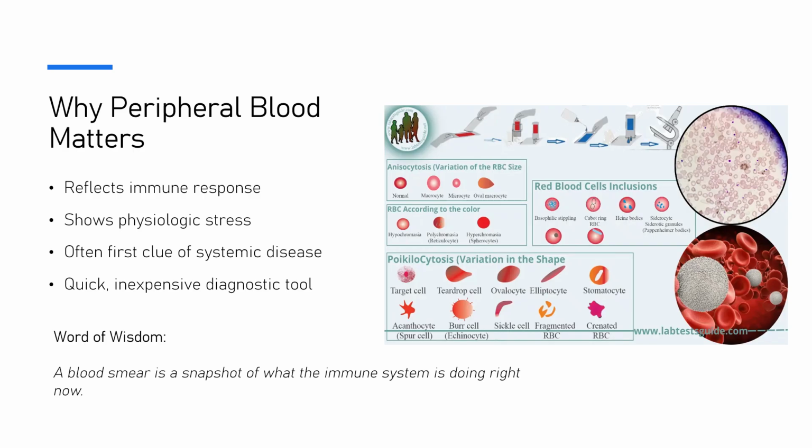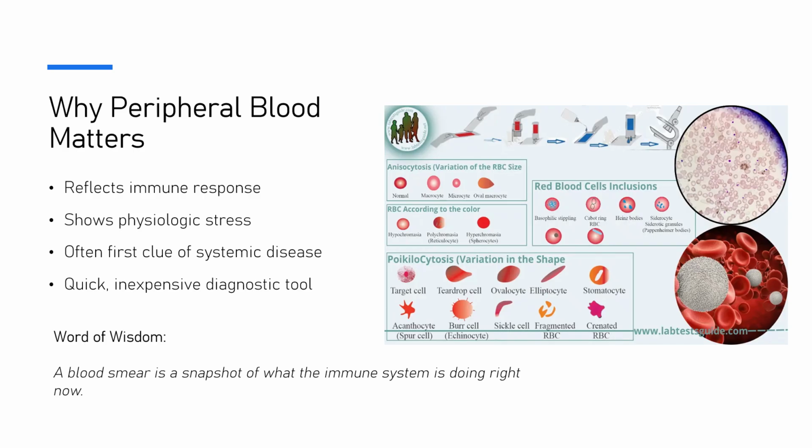Now you might be wondering, why do we care so much about a peripheral blood smear? Peripheral blood is actually an incredibly useful diagnostic window into what's happening throughout the body. First, it reflects immune system activity. If the body is responding to a bacterial infection, a viral infection, a parasitic infection, or an allergic response, those immune cells will often change in number or appearance. Second, peripheral blood can show physiologic stress. Trauma, inflammation, infection, and systemic disease can all influence the types of leukocytes circulating in the bloodstream.